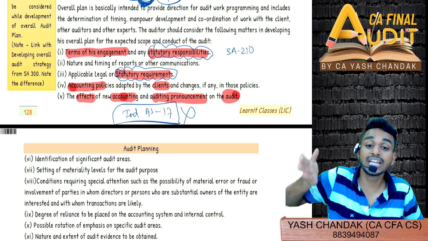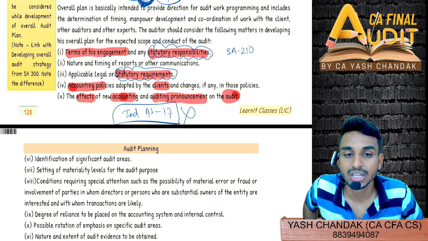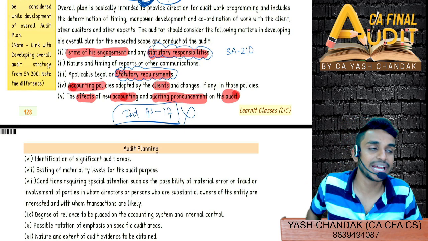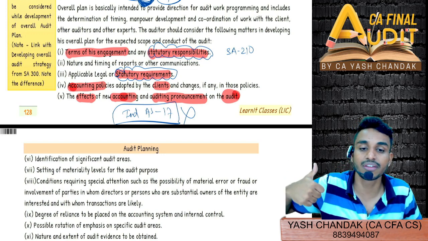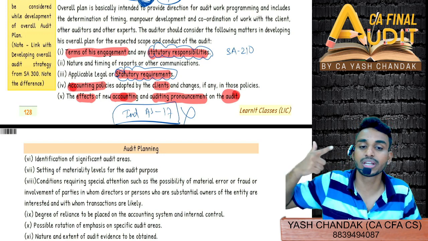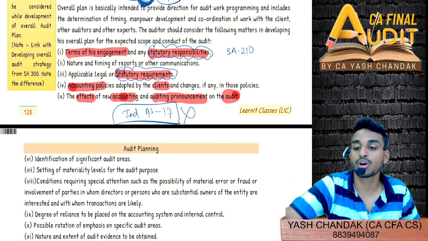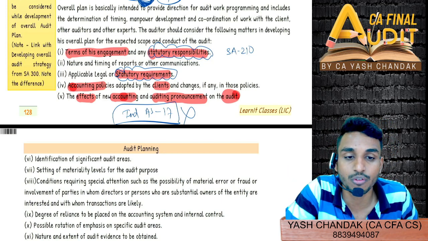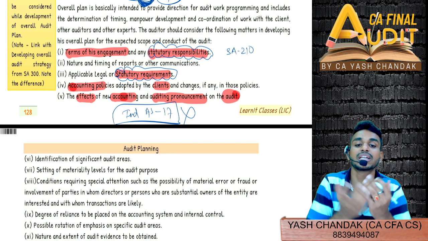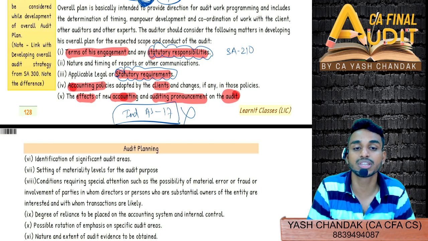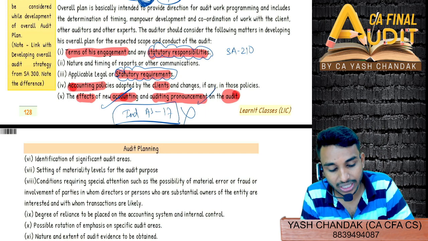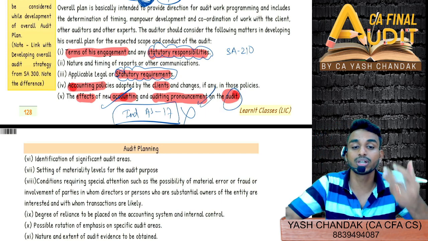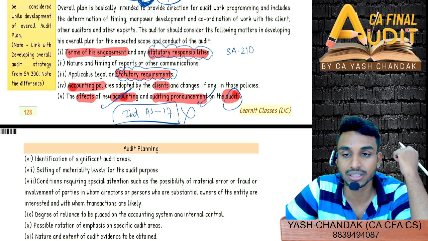Similarly, before Ind AS 115 on revenue recognition, revenue from operations, there were so many Ind ASs on other specific contracts: construction contracts, insurance contracts, other revenues, similar to normal business. They have all been clubbed and combined into Ind AS 115. So there are certain new accounting or auditing pronouncements, and what will be their effect on the audit?